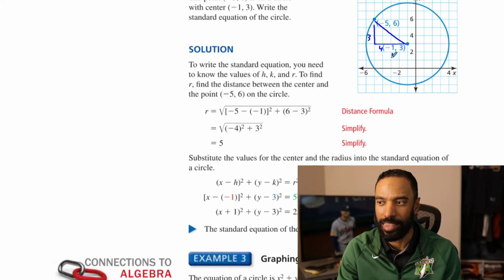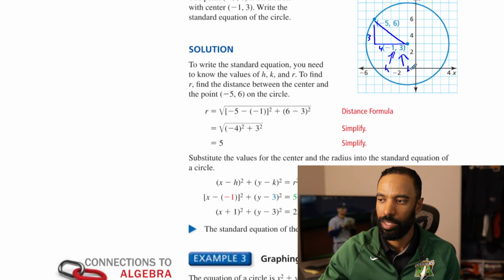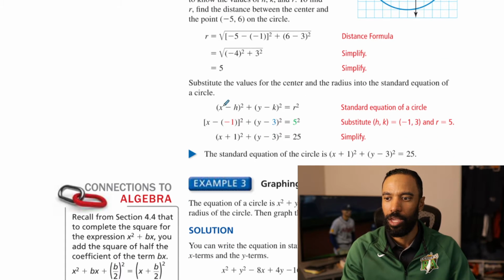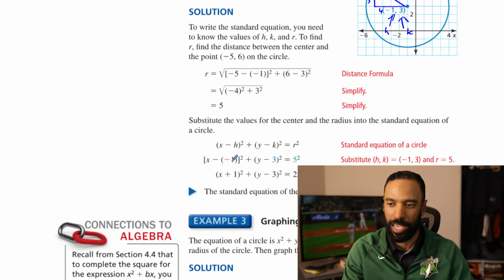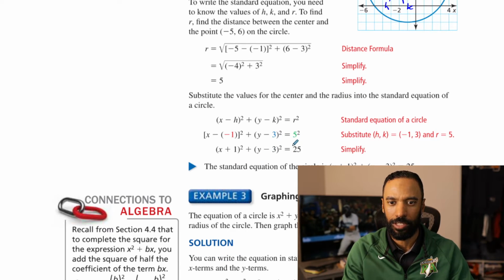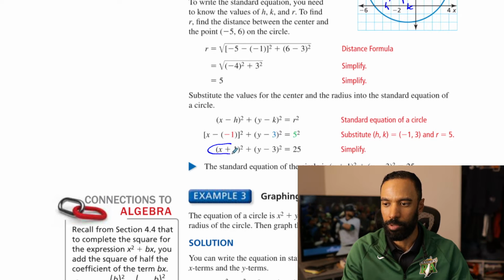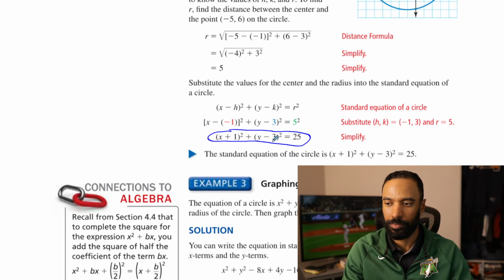The center is at this h. Let me write this here. At this h and this k. So given that h and k, we can get that h is negative 1 and k is 3. That's x minus negative 1, or x plus 1 squared, plus y minus 3 squared equals 5 squared. So x plus 1 squared plus y minus 3 quantity squared equals 25 is the equation of that circle.